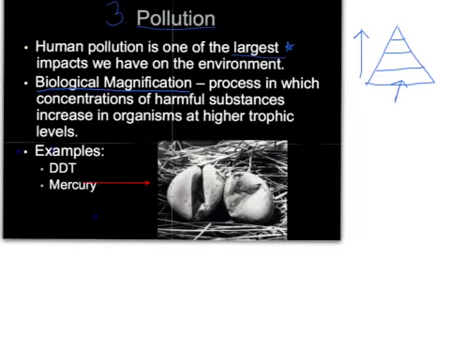And that can start to wreak havoc on some of these higher level trophic organisms. One example where this biological magnification played a role is DDT. It was a pesticide that was widely used. It was a great pesticide because it was cheap, was active for a long time, killed a lot of different insects, and helped curb some of the disease-carrying mosquitoes.